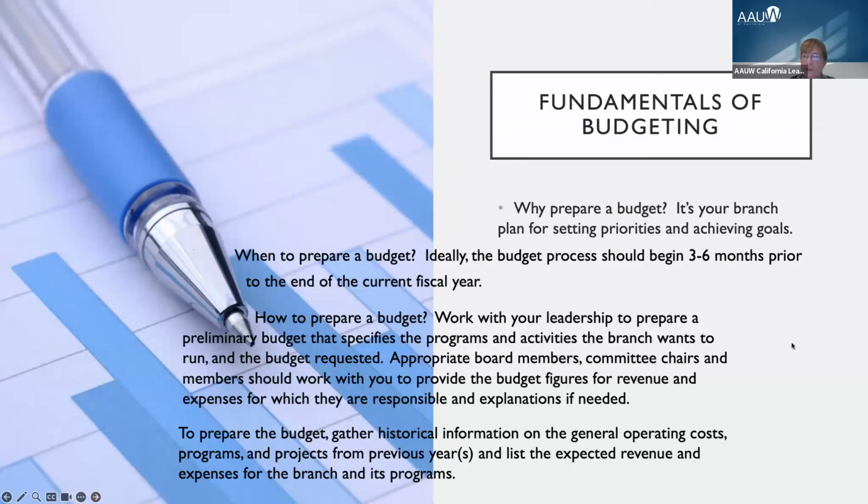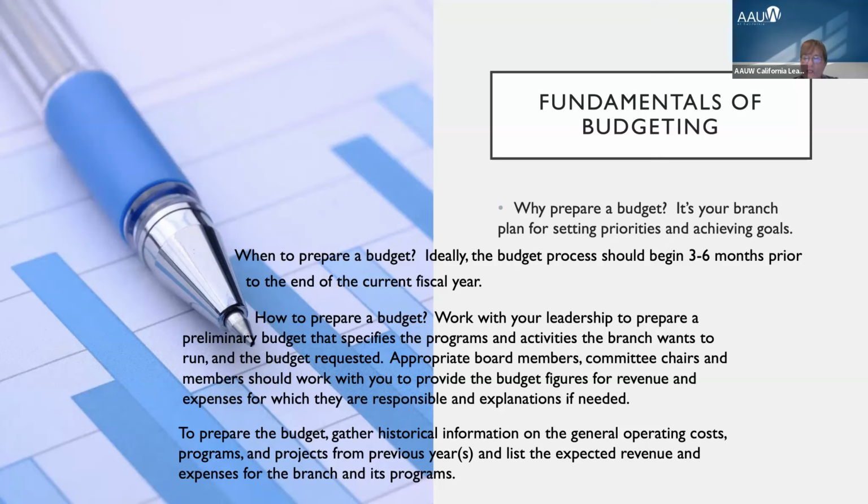So here we're getting back to budgeting. Why would you prepare it? It's your branch plan for the year, and you have to know what the financial part of that is if you're going to be able to execute it. Now, ideally, the current board would start the process really 3 to 6 months prior to the year end and do a preliminary budget, because they have a better understanding at this point about what a budget could be composed of.